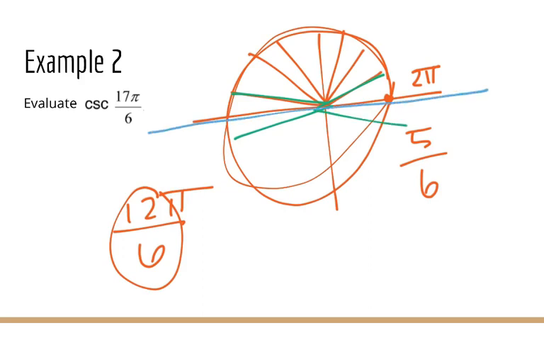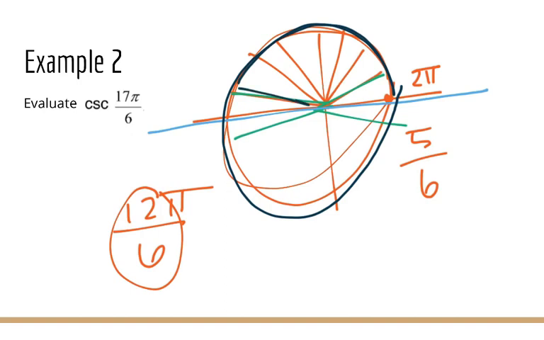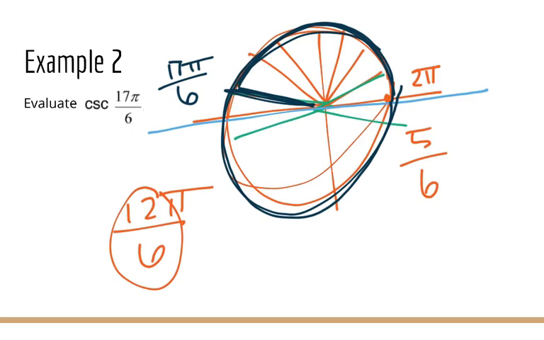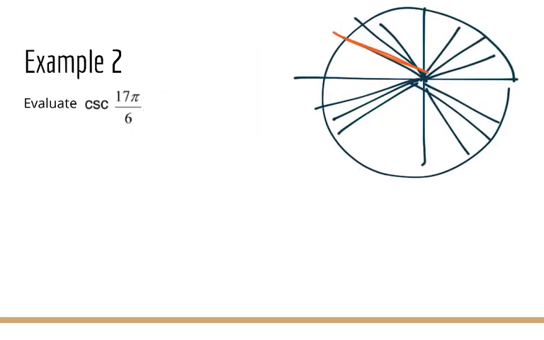So if I went all the way around one time, and I'm at 12 pi over 6, I need to go another 5 pi over 6 more to get to 17. So where's 5 pi over 6? Well, if I go all the way around, it's right here. So this is 17 pi over 6 because I went all the way around once, which was 12 pi over 6, and then I did an extra 5. And that got me to right here. So just neatening that up a little bit.